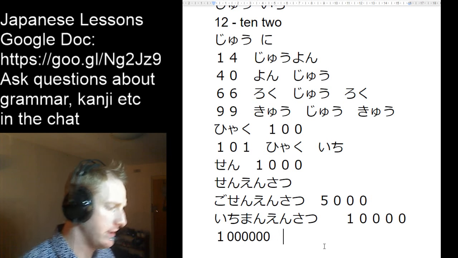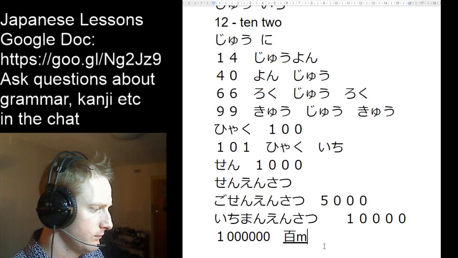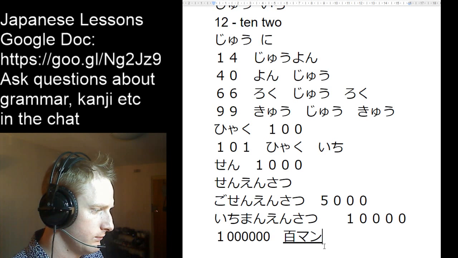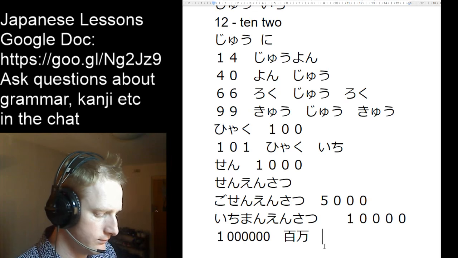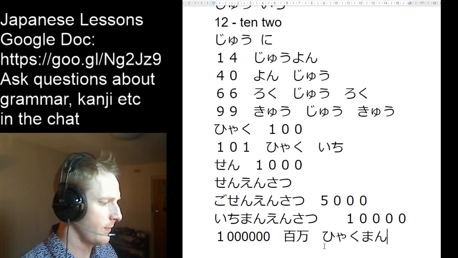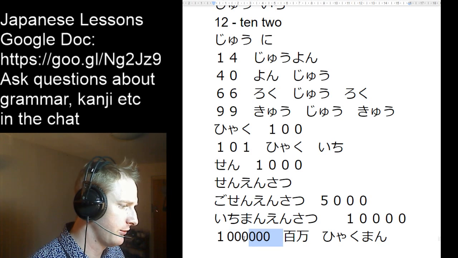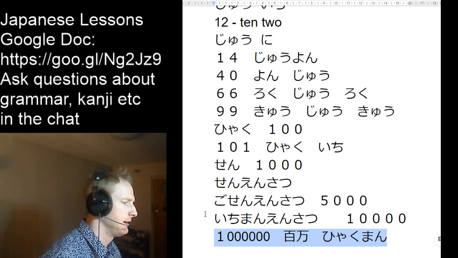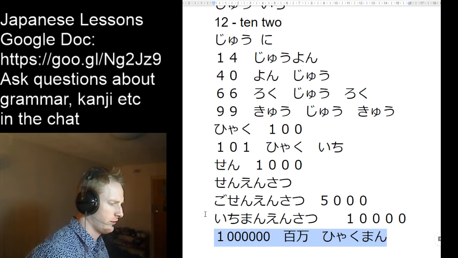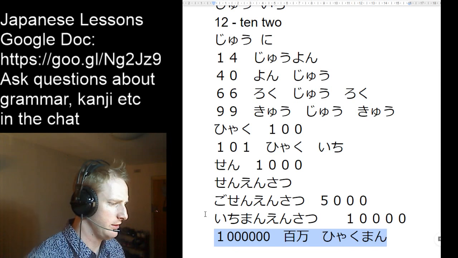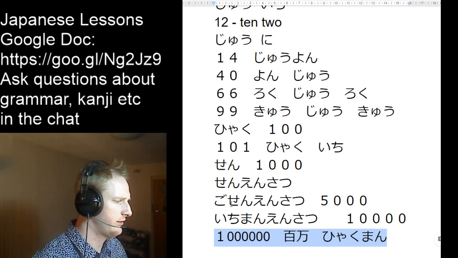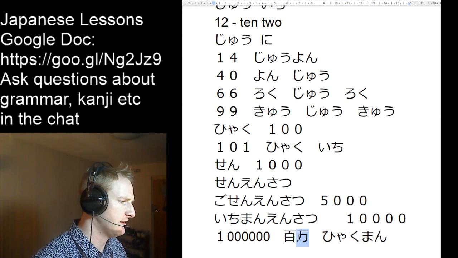Okay, so this word hyakuman is a million. Okay, hyakuman. So this is an important kind of word to remember, because in English, especially when we're dealing with big numbers, we tend to deal in the millions, and Japanese are going to tend to deal in the hundreds or thousands of 10,000s.